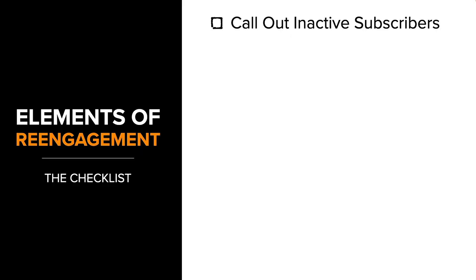All right, let's dive into the re-engagement checklist. Here's the first thing that all re-engagement campaigns should do. 1, call out inactive subscribers. Flat out, call them out. 2, restate the benefits of being an active subscriber. What is the benefit that you are offering? Make sure they understand it, and they understand how it will feel when they start to realize that benefit.